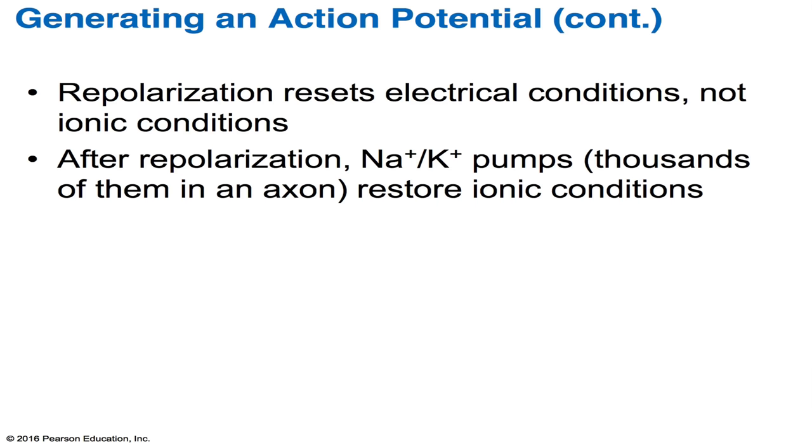And if you remember, after the repolarization, after the third stage, we have hyperpolarization. We have an extra amount of potassium that's exiting the cell. So we have this ionic imbalance of what's supposed to be outside of the cell and what's supposed to be on the inside of the cell. And what restores that back to its normal state, or to the resting state, are the sodium and potassium pumps.